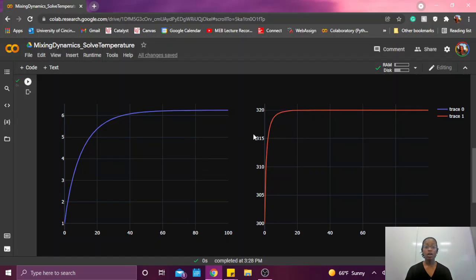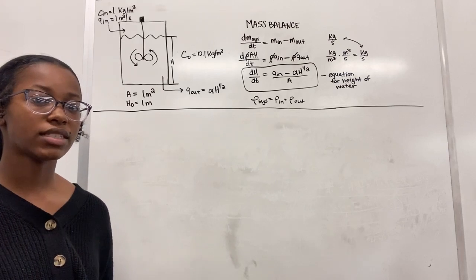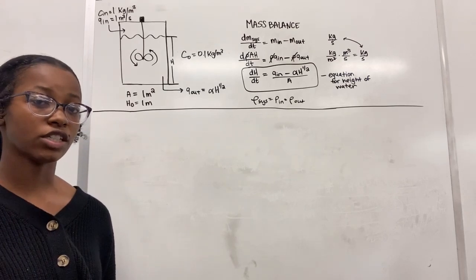And here are our graphs for the change in height and temperature of the water within the tank with respect to time. As we can see, the height of the water starts stabilizing at 6 meters around the 40 to 60 second mark, and the temperature of the water starts stabilizing at 320 Kelvin around the 15 to 25 second mark.